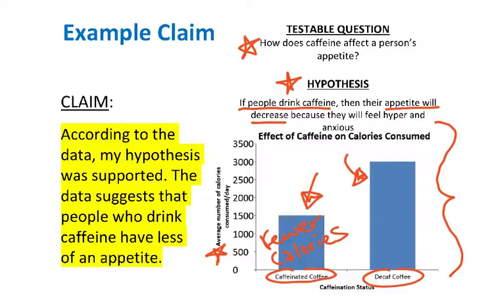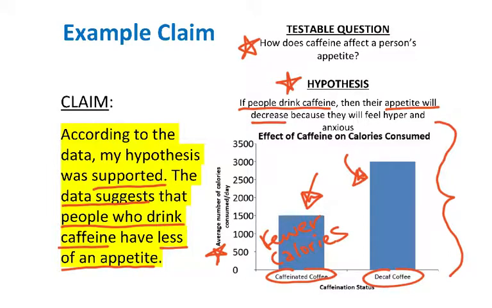So to write your claim, you would write something like this, and I highlighted my claim in yellow. According to the data, my hypothesis was supported. Okay, my hypothesis was supported. And then I need to go back and I need to actually answer this testable question. How does caffeine affect a person's appetite? Okay, well, according to my data, my hypothesis was supported. The data suggests that people who drink caffeine have less of an appetite. Okay, so that is my claim.